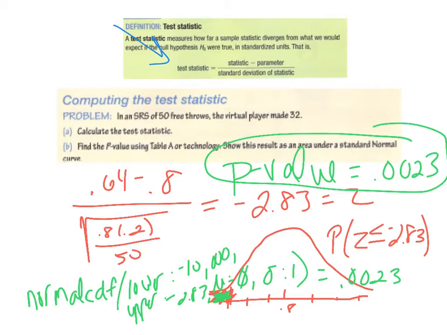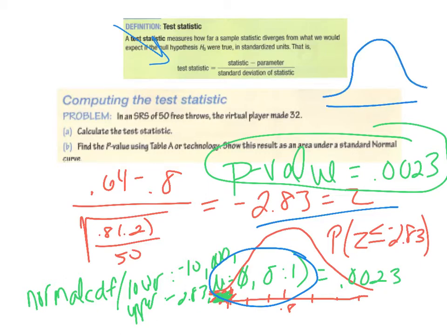And if you're still wondering where this mean of 0 and standard deviation of 1 came from, remember that I standardized and calculated my z-score. When I do that, I can put it on the normal curve, and my z-score is way down here at negative 2.83. This is a mean of 0 because that's my standard normal curve, and I'm looking for that little area right there. That's why you use the mean of 0 and standard deviation of 1 instead of a mean of 0.8 and a standard deviation of 0.0056.